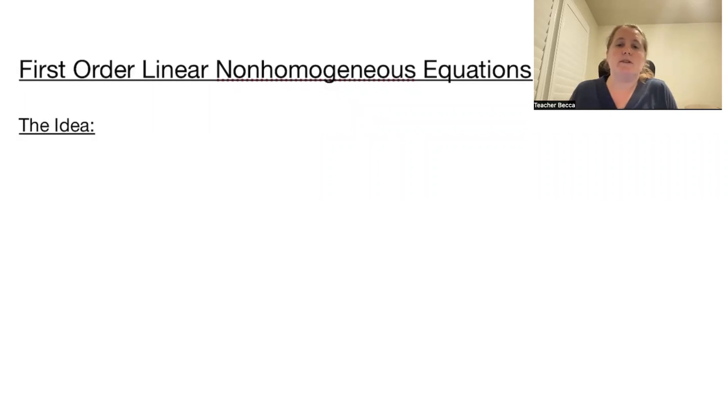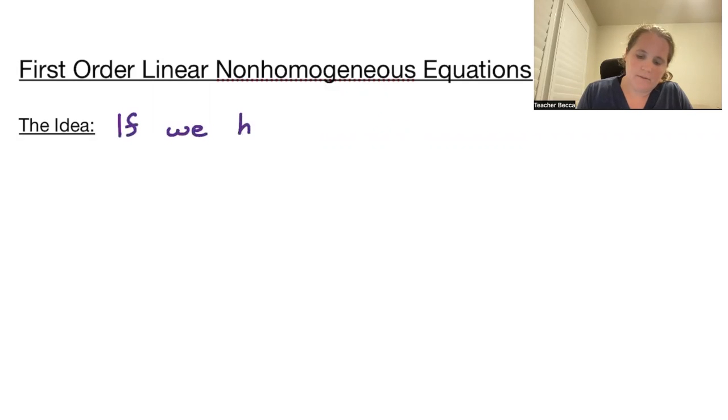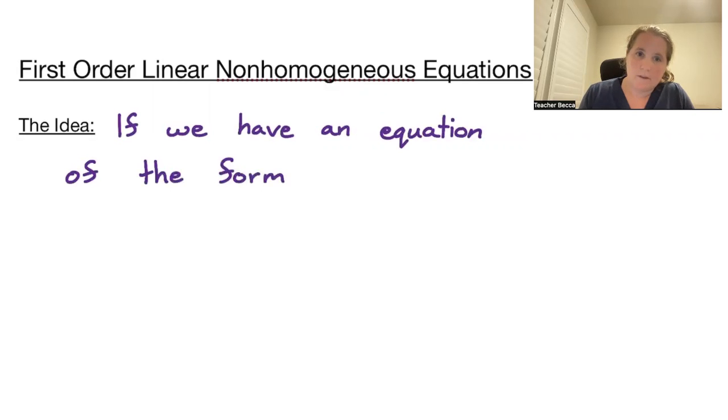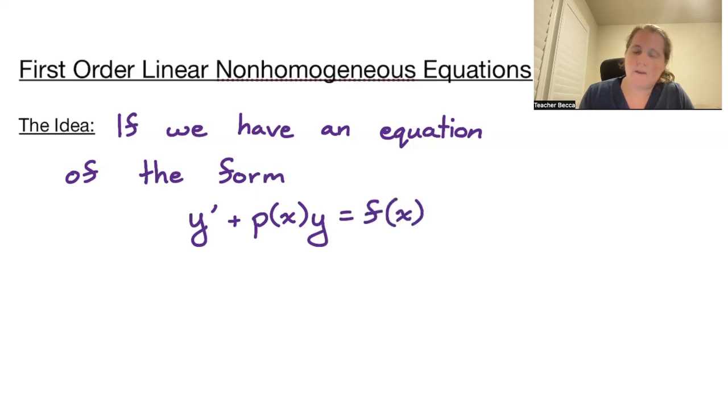Welcome to first order linear non-homogeneous equations. So the general idea here is if we have an equation of the form y prime plus p of x times y is equal to f of x, we can't separate the variables.